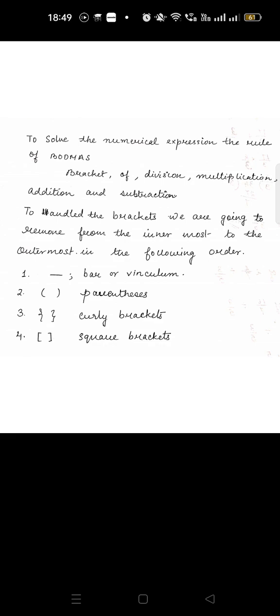Now these brackets are also of 4 types. First is bar. So we are going to solve the brackets also accordingly. That means first we are going to solve the bar, then we are going to solve the first bracket, which is called the parenthesis, then we are going to solve curly brackets, and at last we are going to solve the square brackets. So this is the rule of BODMAS, and this rule is very much important while solving the numerical expression.